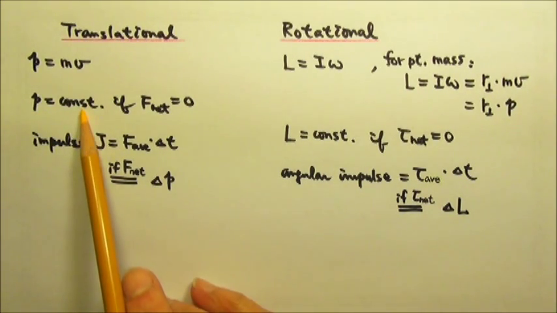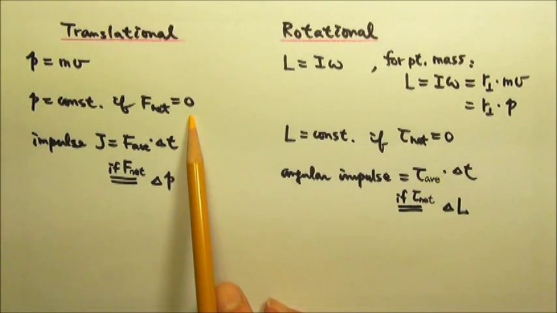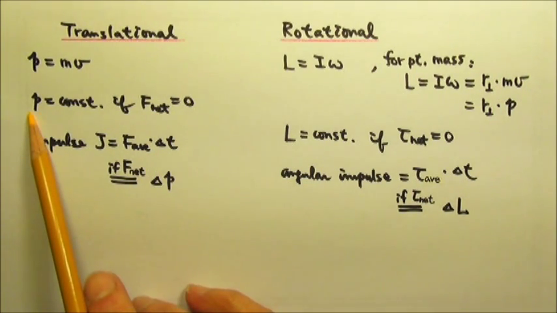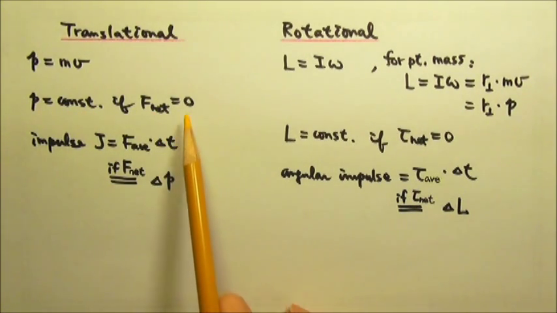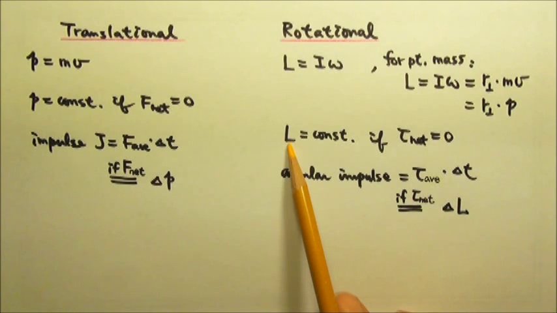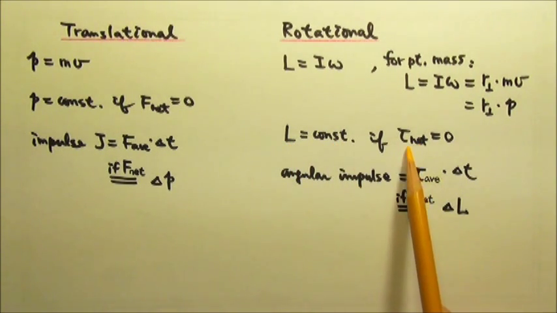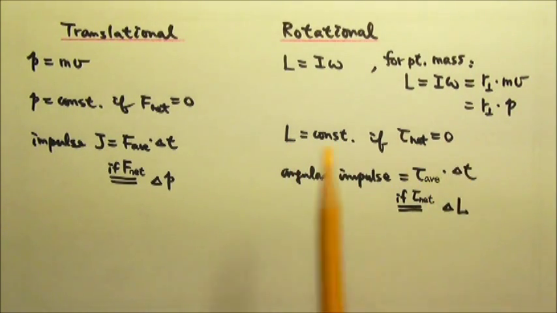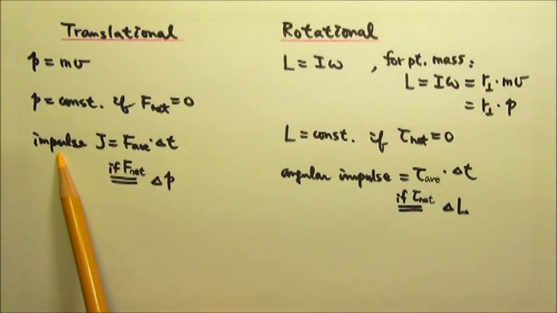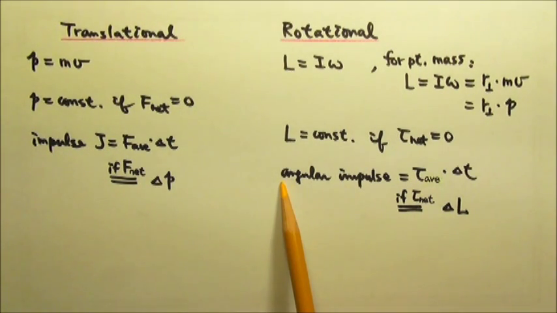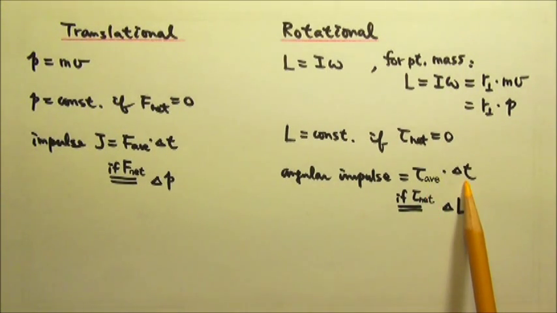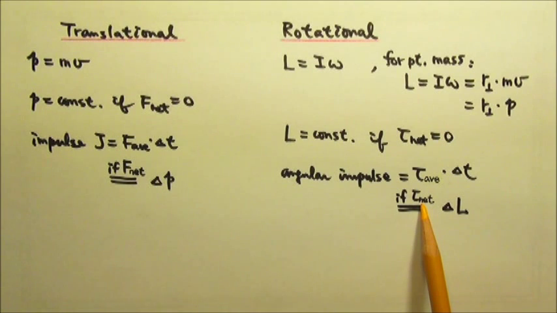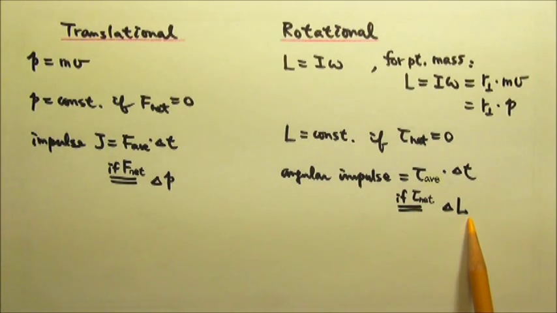Linear momentum of a system is conserved if the net force on the system is zero, or the linear momentum of an object is conserved if the net force on that object is zero. The angular momentum is conserved if the net torque is zero. We have linear impulse, and we also have angular impulse. Angular impulse is the average torque times time. If this is the net torque, then the angular impulse by the net torque equals the change in angular momentum.